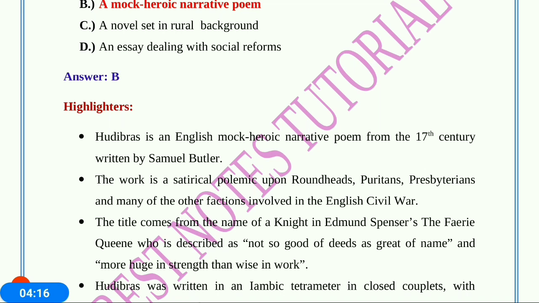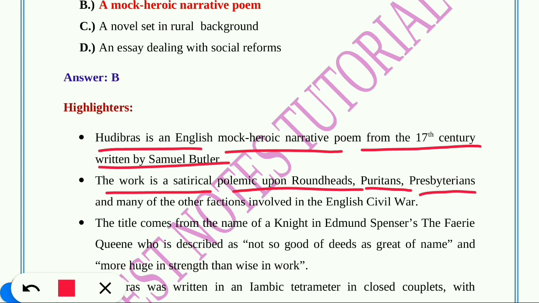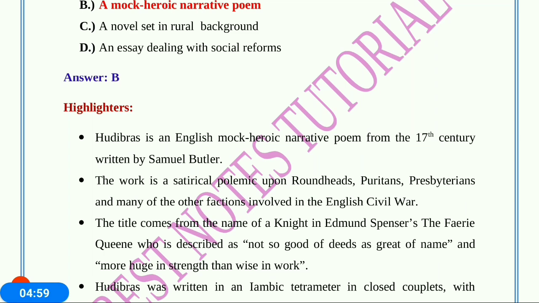Hudibras is an English mock heroic narrative poem from the 17th century, written by Samuel Butler. The work is a satirical polemic upon Roundheads, Puritans, Presbyterians, and many of the other factors involved in the English Civil War. The title comes from the name of a knight in Edmund Spenser's The Faerie Queene, who is described as "not so good of deed as great of name, and more huge in strength than wise in work."